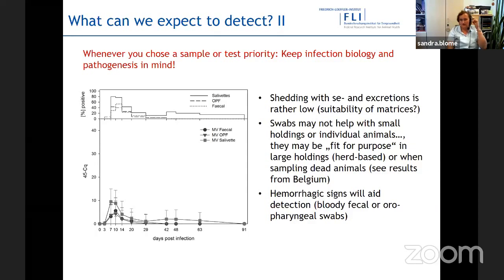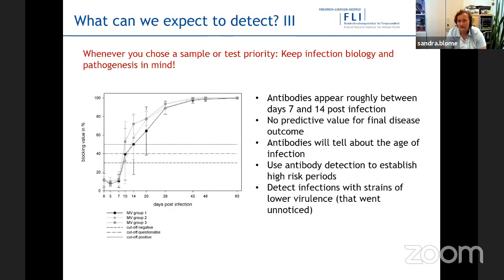Then the viral genome from swabs. And it's always the case, hemorrhagic signs will aid detection, so bloody fecal or oropharyngeal swabs will also be possible. In the end, when you talk about what samples to take, you should first do the optimal. But if the optimal is not possible under your circumstances, there are a lot of options that can still give you some reliable results.